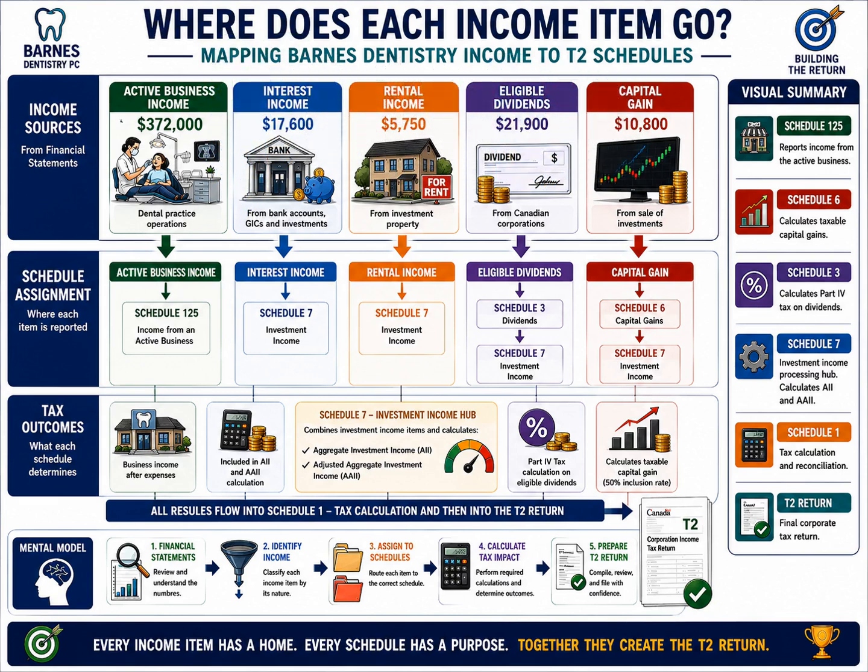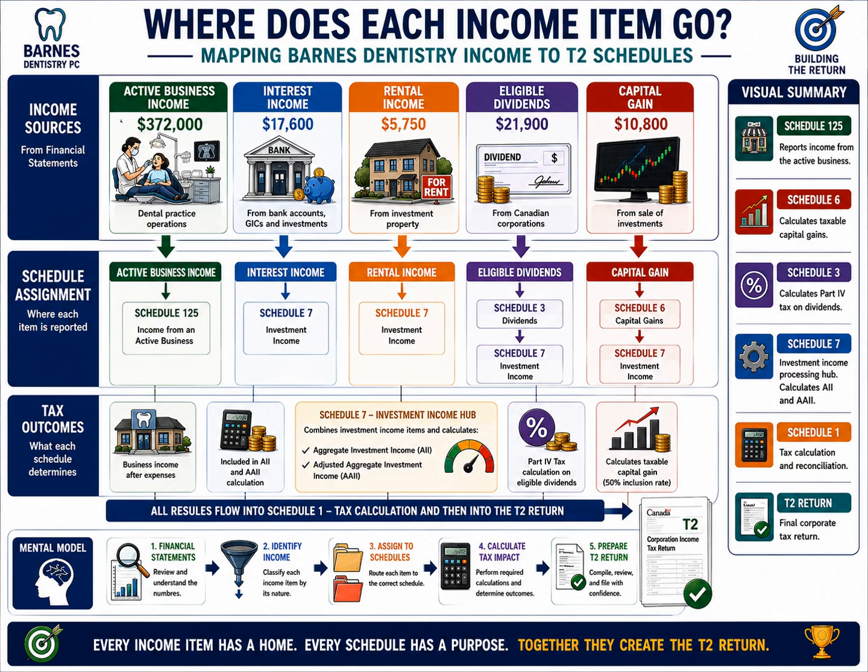After all schedules have completed their calculations, the results flow into Schedule 1. Schedule 1 performs the corporate tax reconciliation and serves as the bridge between accounting income and taxable income. Finally, all of the information flows into the T2 Corporation income tax return. At this point, the return is assembled, reviewed, and prepared for filing.